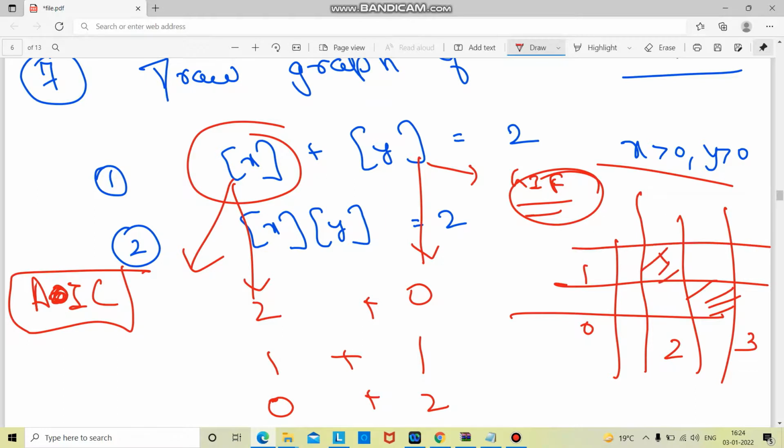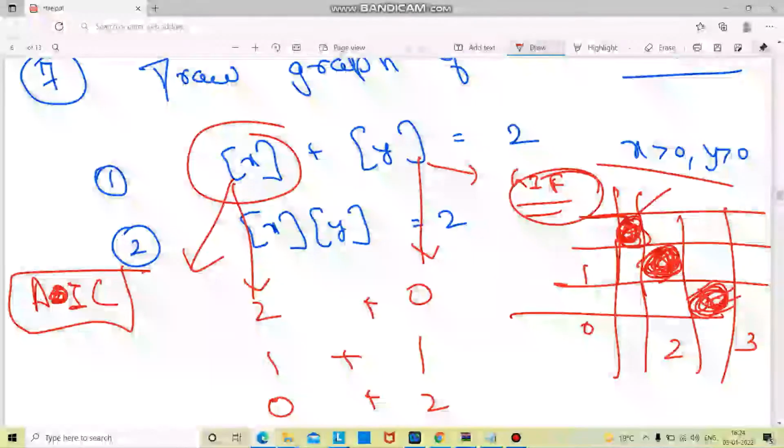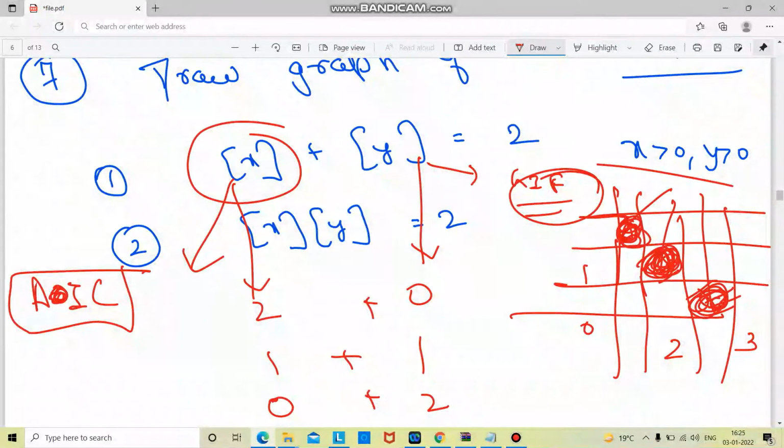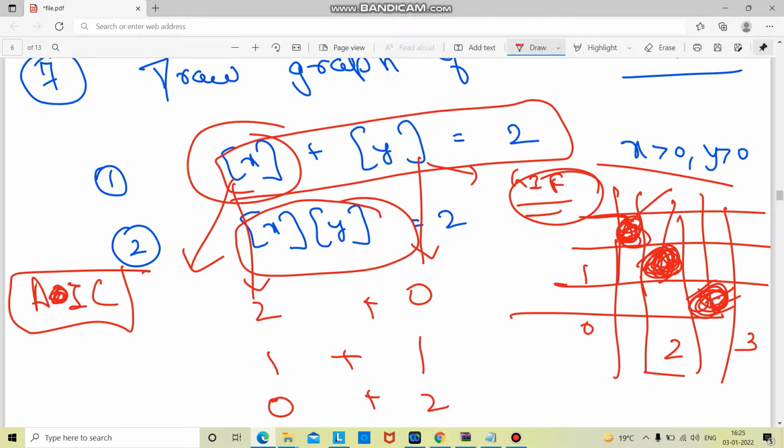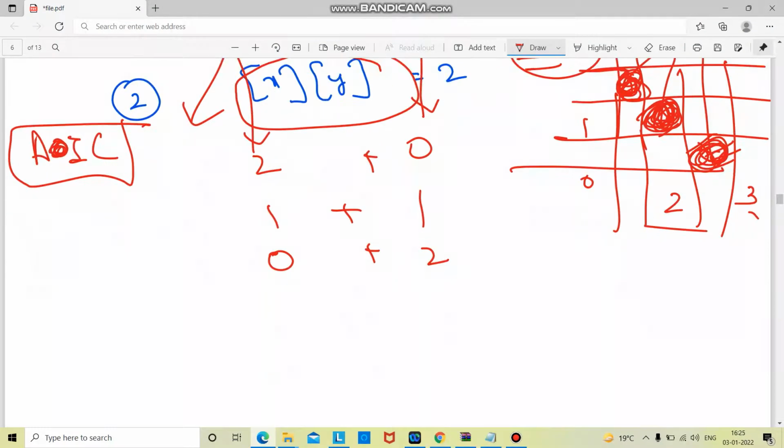Second area is this part, and third area is this. So we have fetched the graph. These are the areas which are represented by this equation. And likewise you can try for multiplication also.